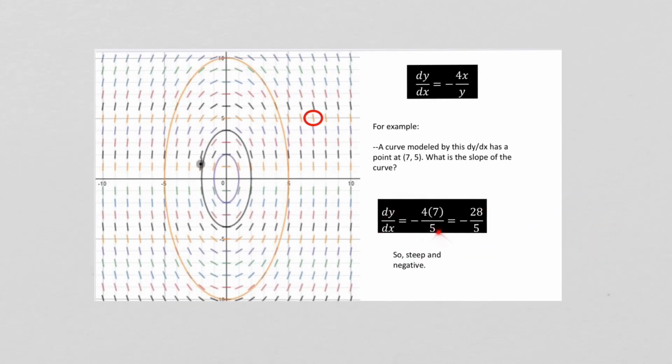Okay, so here's just that work again: negative 4 times 7, where 7 is my x value and 5 is my y value. Okay? And I could look at any of these points on this slope field and determine the slope of that theoretical ellipse that follows that path.